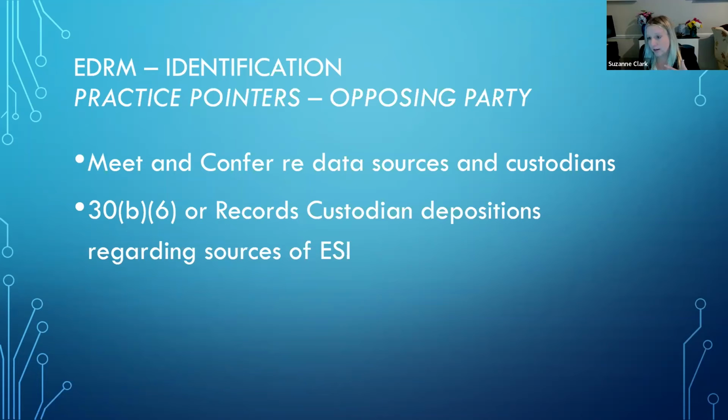And then another concept is a 30(b)(6) deposition, or a records custodian deposition, regarding the information sources. So that's the idea that a corporation is a person. And so if your opposing party is a corporation, it's a legal person, and you have a right to depose them about how things are set up at the corporation.